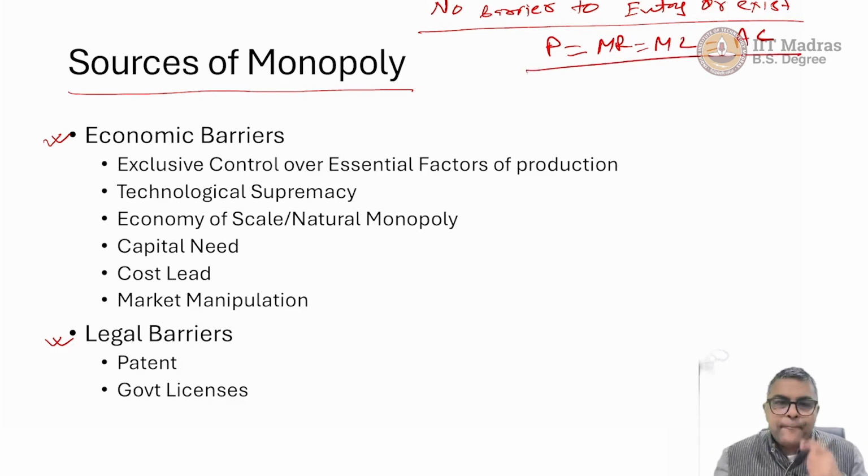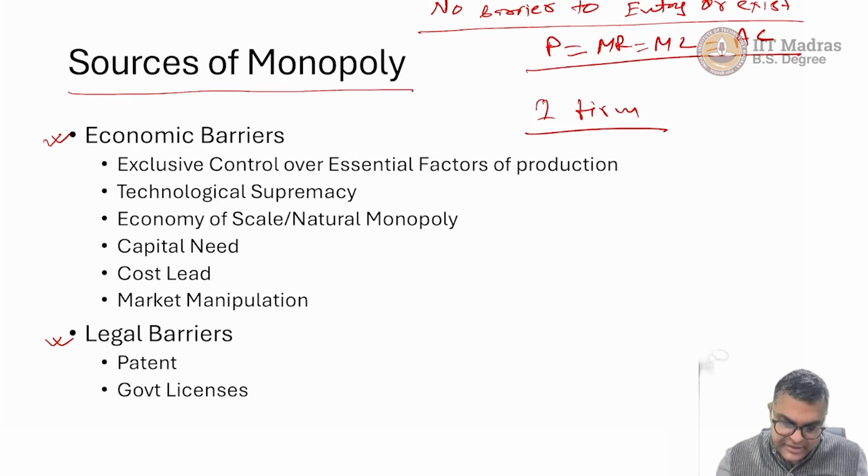Here we have barriers. That's why there is only one firm operating in the market and others cannot enter, or if others are entering, they are playing a very small role. They are not playing the pivotal role in the economy. They are not that important. So we are going to talk about different barriers, economic as well as legal. So first is exclusive control over an essential factor of production, and this is a very good example.